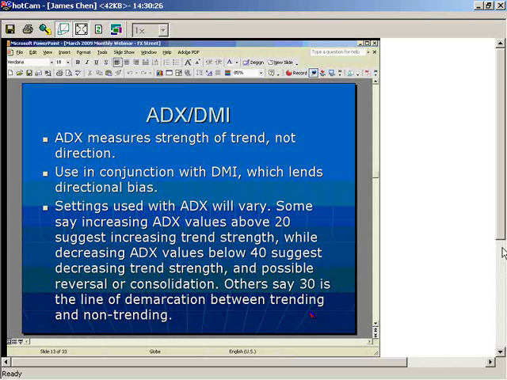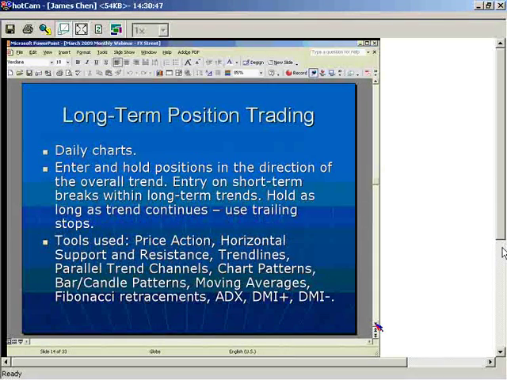It's really from your own experience how you want to work with the ADX. But that I would use as a trend following tool to look for trends, if I'm scanning different currency pairs to look for opportunities. Okay. Now, long-term position trading.